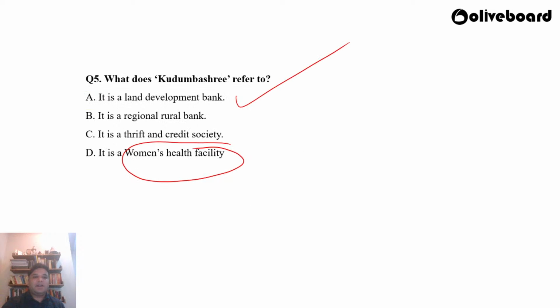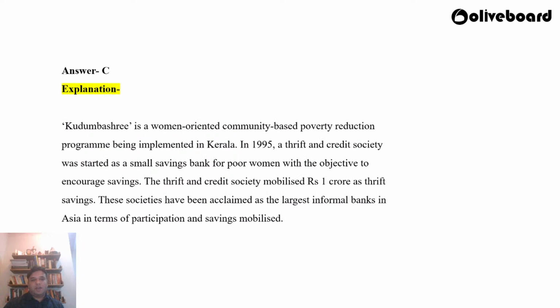Let's see the correct answer. The correct answer is C. It is a thrift and credit society. Okay. So basically, Kudumbashri is a woman-oriented community-based poverty reduction program which was implemented in Kerala. So see, this is your key takeaway.